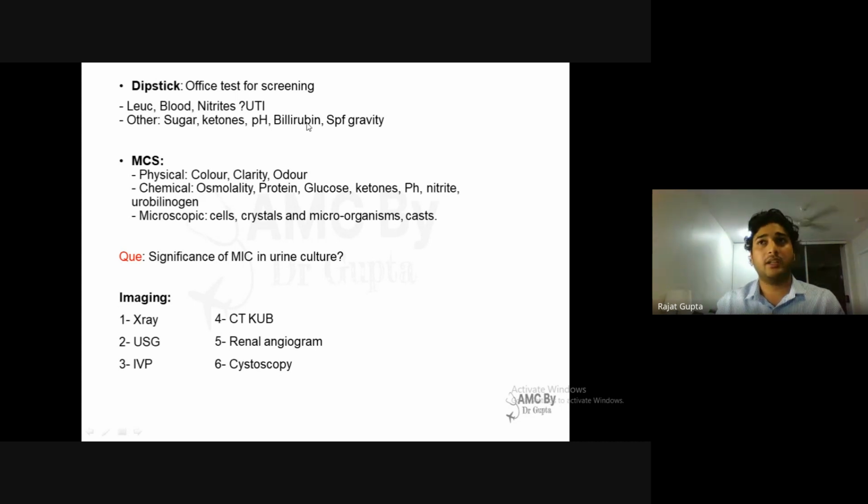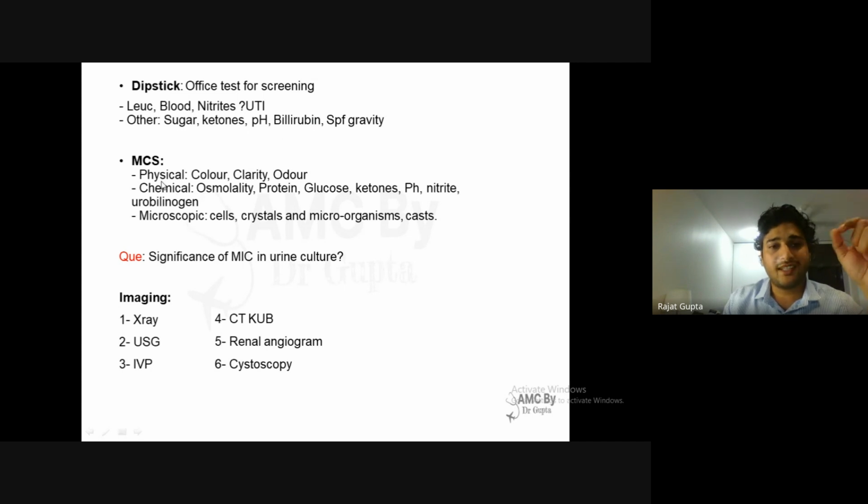And if the patient is having a catheter, then we have to do a clean catch, and suprapubic in kids with retention. So different methods are there. We are not going to talk about these details because these are not important. You just know the concept that the clean sample should be tested.